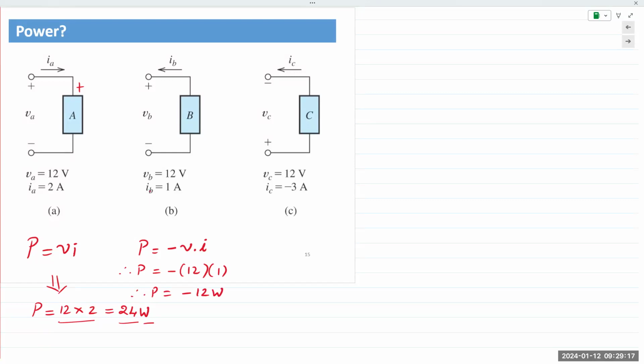We don't know what these elements are. We don't know what A, B, and C are. A could be a resistor, capacitor, inductor. But if the power for an element comes out to be negative, we can be sure that it is supplying power, it's supplying energy. So it is a source. We don't know what kind of source it is. It's either a voltage source or current source. But if the power associated with an element is negative, it is a source.